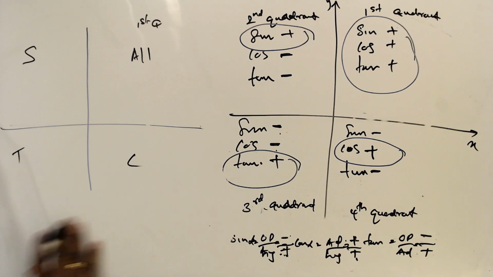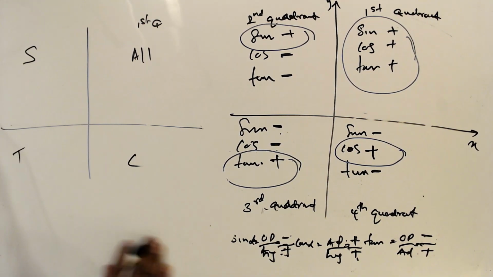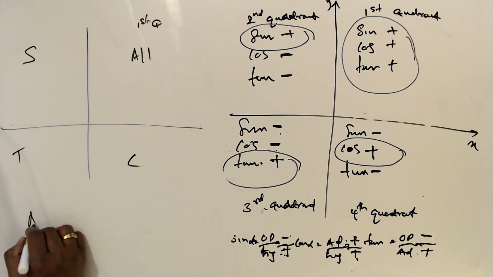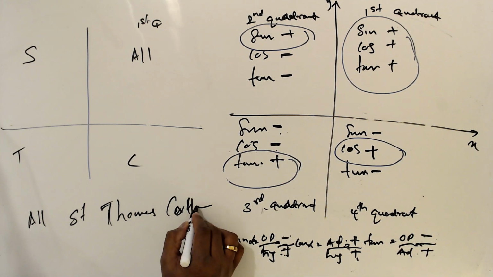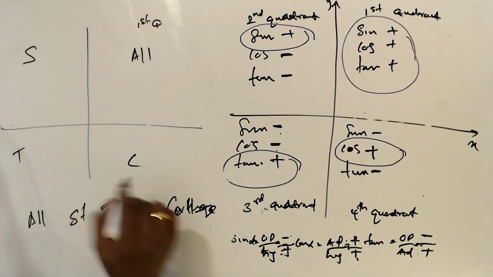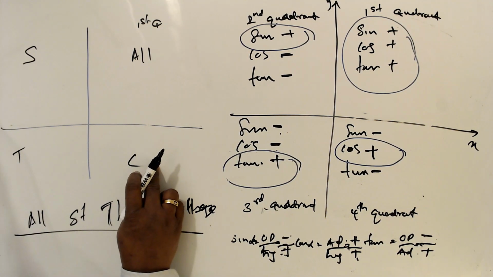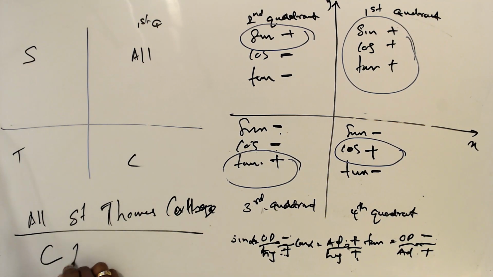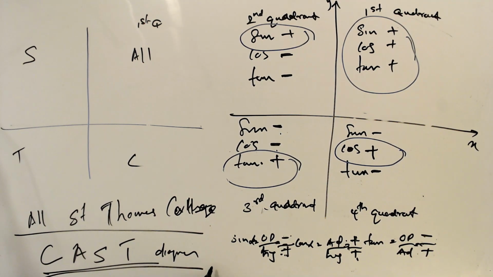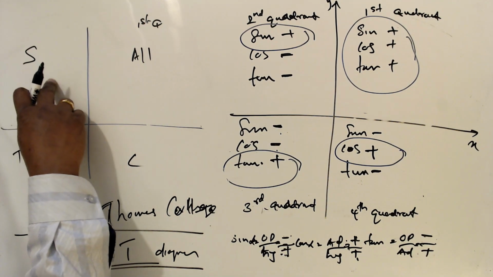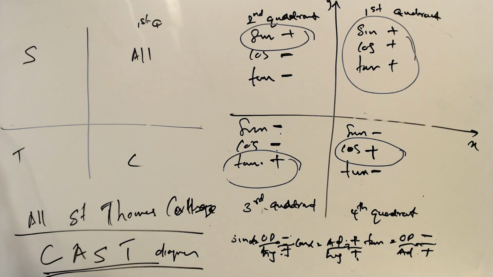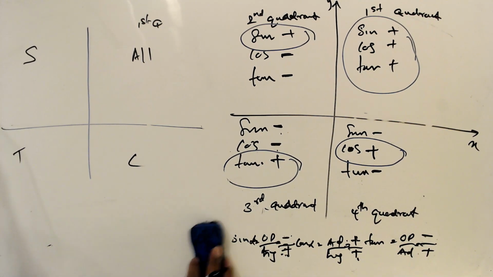Sometimes there are two ways of remembering this one. If we start here, that is A, S, T, C: All Students Take Calculus, or All St. Thomas College. That is one way. Or if you start from here, C, A, S, T, the CAST diagram. If you start from here, CAST means cos positive, all positive, sine positive, tan positive. It means others are negative. Or if you start from here, All St. Thomas College.